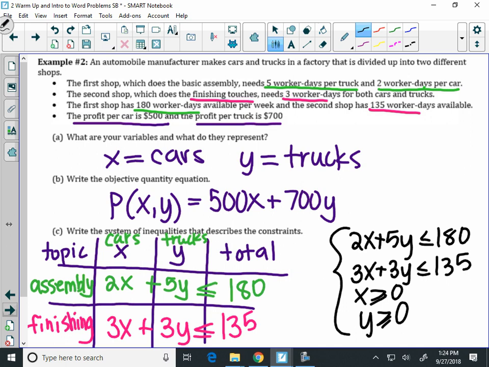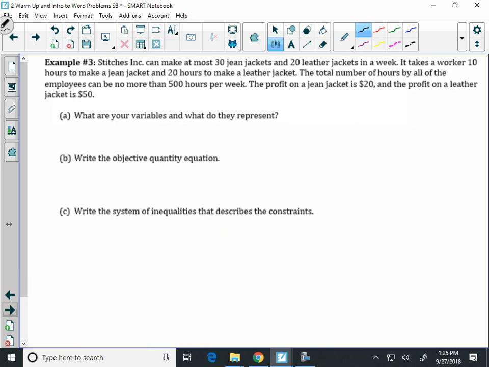Now we need to do the third one. I know, like, it seems pretty easy when I'm doing it basically for you, but this next one's different. Number 3 is a different system. And also, it doesn't hurt to see it again because it's a little different doing it on your own in a few minutes. So let's see. Stitches can make at most 30 jean jackets and at most 20 leather jackets in a week.